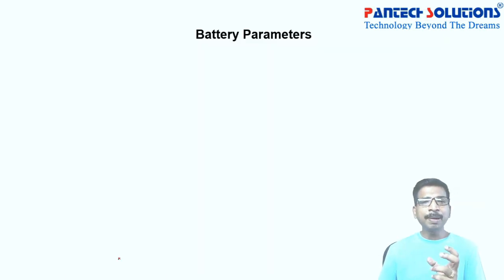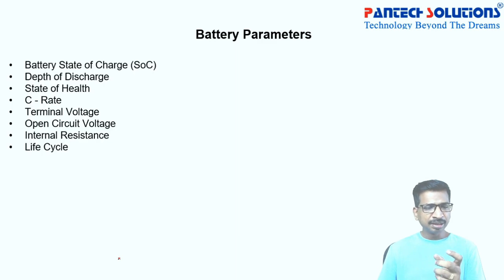So what are the battery parameters? If you take the battery parameters, these are all the parameters. You can get this data from the data sheet of any battery. The first parameter is SOC, which is called the state of charge, and depth of discharge.